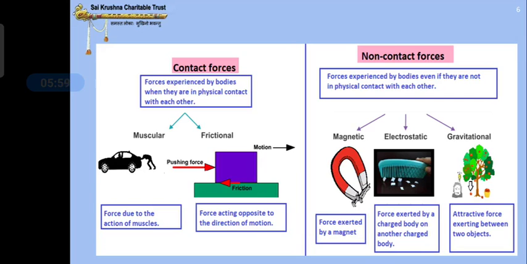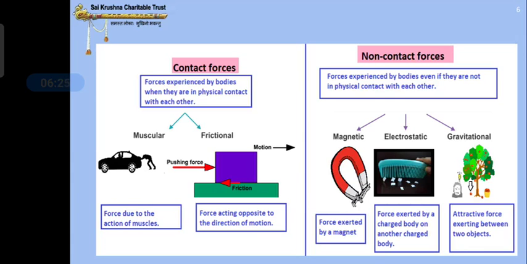Electrostatic force means the force exerted by a charged body on another charged or uncharged body is said to be electrostatic force. So in this case, the example taken is a comb. When you comb your hair and bring a piece of paper near it, what happens? The papers get attracted towards the comb, right? So this happens because of electrostatic force.